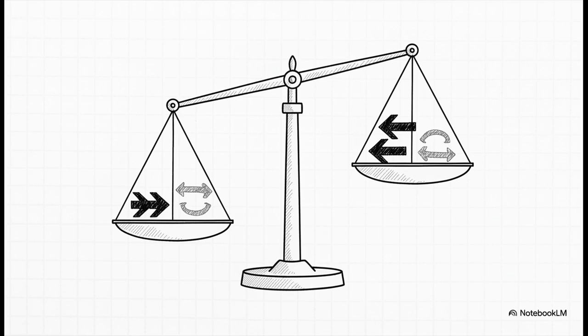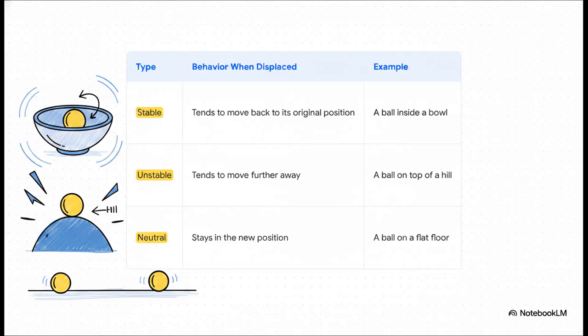And here's a key point. Equilibrium doesn't always mean something is perfectly still. It could be moving, but at a constant speed in a constant direction. The main thing is that its state of motion isn't changing. It's totally stable. But get this, not all equilibrium is the same. There are actually 3 types.